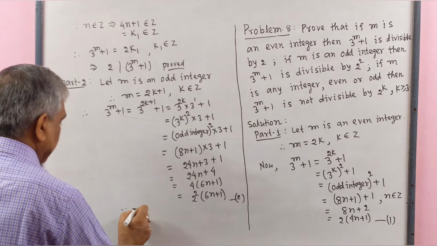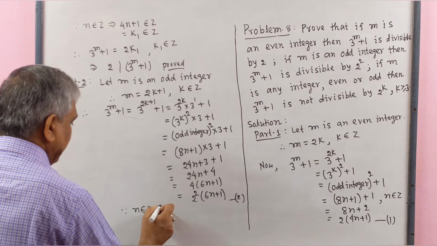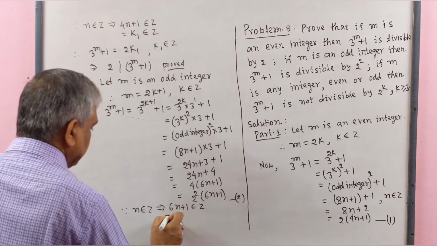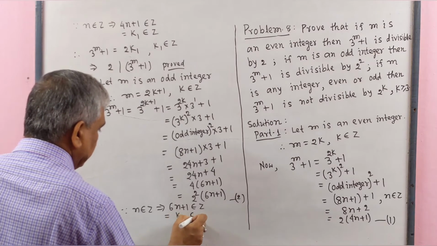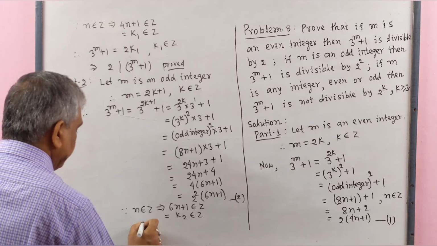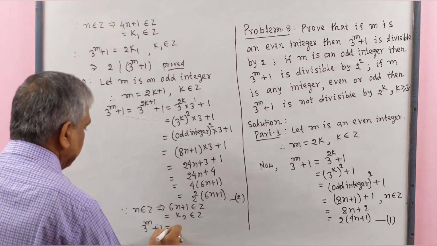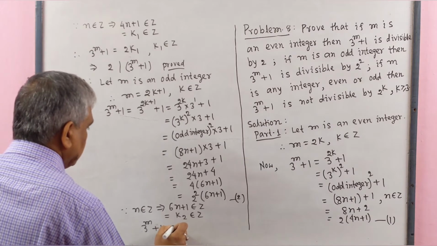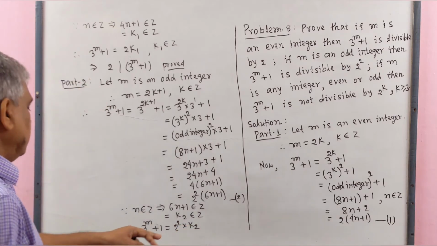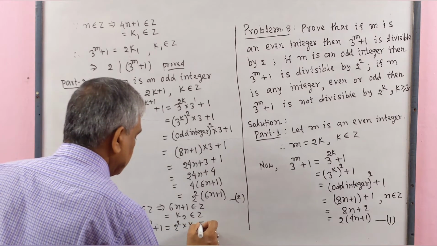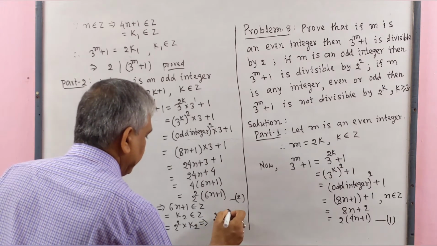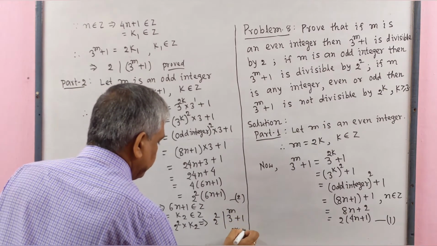Since n belongs to Z, it implies that 6n plus 1 belongs to Z. Let this be k2, which belongs to Z. Therefore, from 2, 3 to the power m plus 1 equals 2 square multiplied by k2. This means 2 square divides 3 to the power m plus 1. Proved.